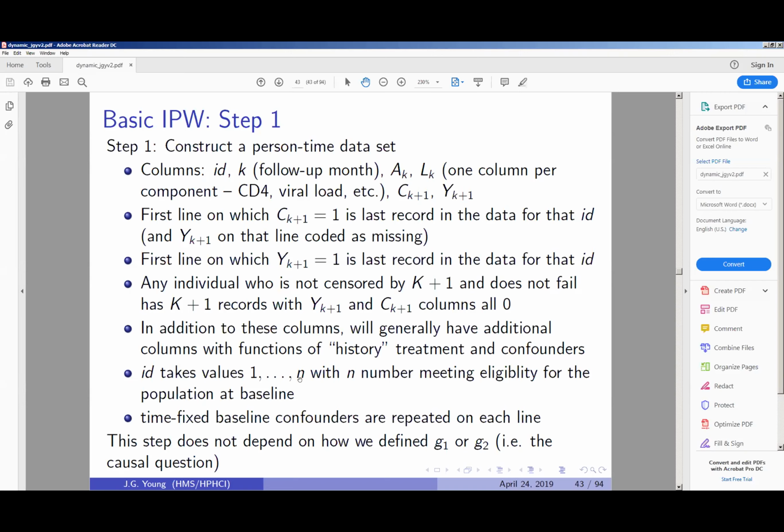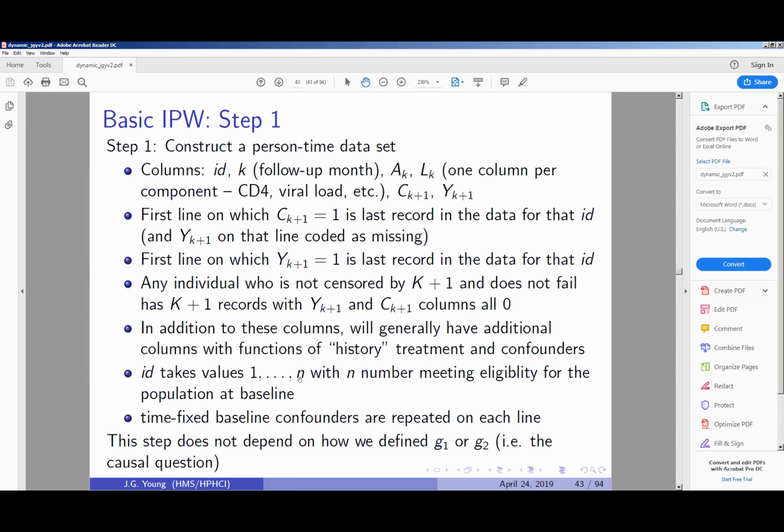AK is our treatment indicator in month K. LK are our time-varying covariates, where we have one column per component of that vector. So again, the CD4 cell count, viral load, etc. CK+1 is a censoring indicator, YK+1 an indicator of failure.